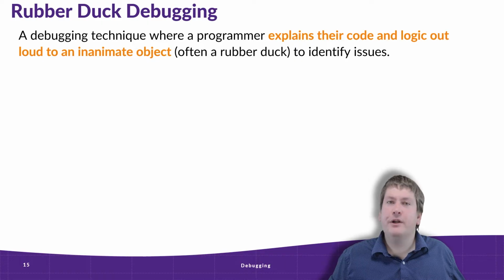The next technique we're going to look at is rubber duck debugging. This is a debugging technique where when the programmer is faced with an issue or a bug, they take a step back and try to explain their code, line by line, out loud to an inanimate object, such as a rubber duck. Though really it could be any object or even another person. The hope here is to identify issues as we explain our code like we were teaching it.